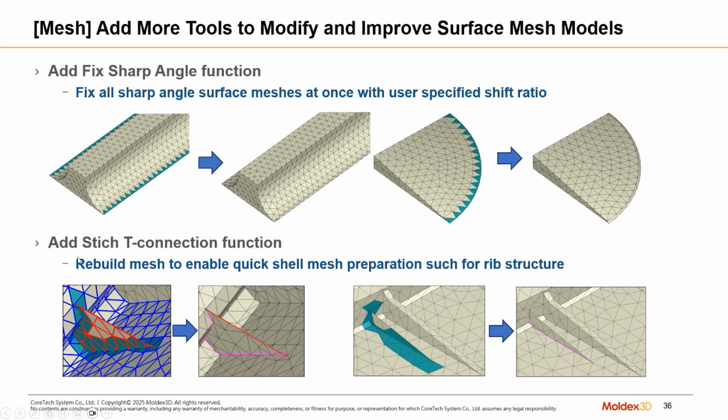All right, and then we've also added a stitch T connection function, which helps us to divide a surface based on a face. So if you have an overlapping surface, it helps to fix that, and then you can go through some manual meshing effort to stitch that into your main mesh.